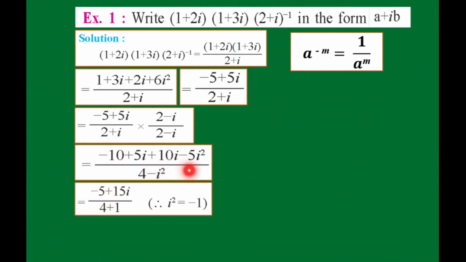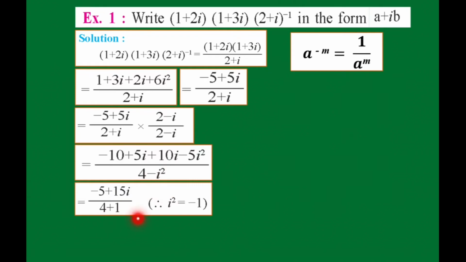And in the numerator we add the real part. So i square is minus 1. So we write minus 5 into minus 1, which is minus minus plus 5. So minus 10 plus 5 we get minus 5. 5i plus 10i we get 15i.